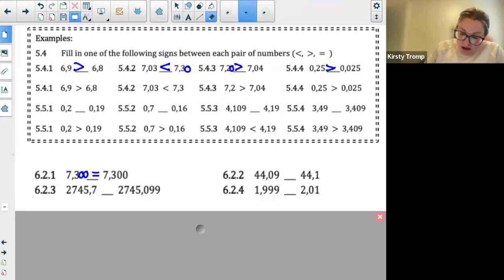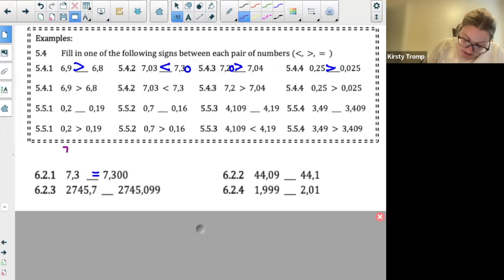Now, Amishle was asking me, ma'am, what happens if you forget the method I've just shown you? There is a different way to do it. You can say to yourself, 7,3 is the same thing as saying 73 over 10.